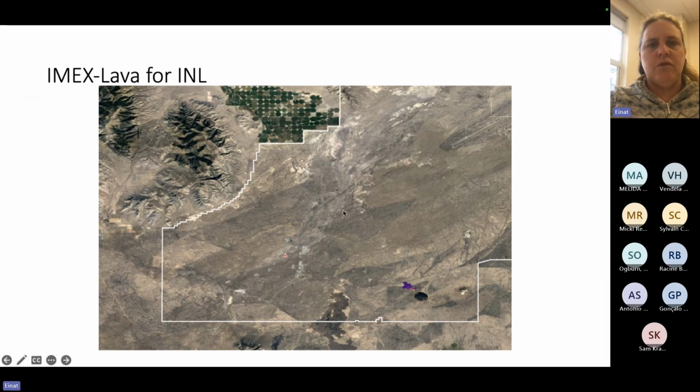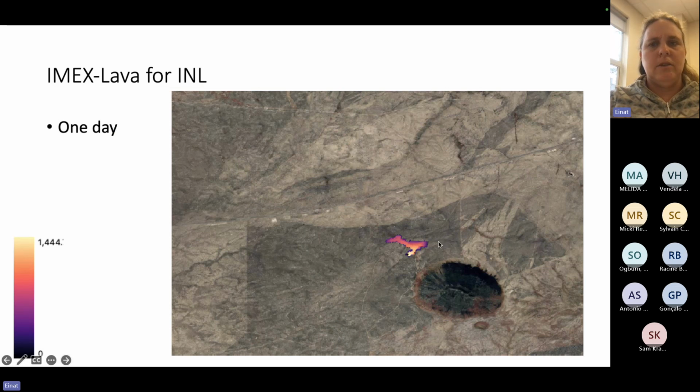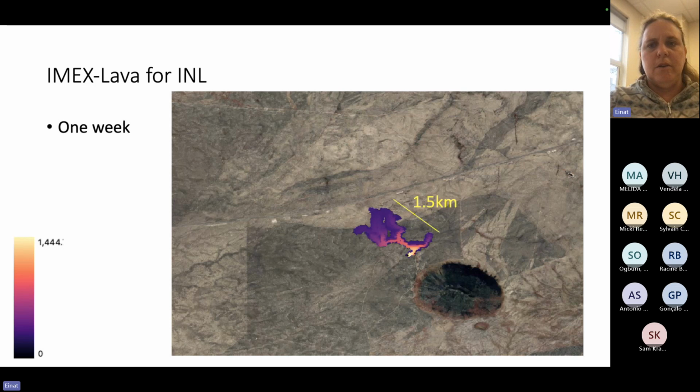Here we tried to run IMAX for the Idaho National Lab in the Snake River Plain. So we just had a vent close to where a recent vent has been. And you can see, again, a time evolution. So this is 1 day of flow. This is 1 week of flow, 2 weeks of flow, and so on.